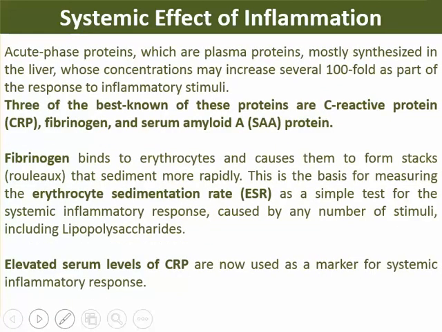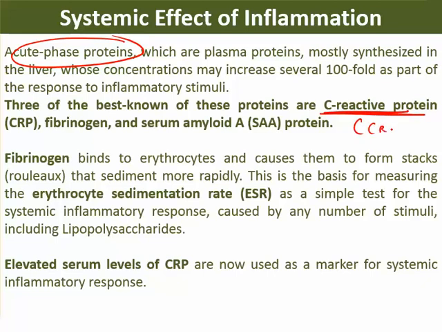Now coming to the other three proteins synthesized by the liver in acute inflammation, in any active inflammation. What are the three proteins? They are called acute phase proteins. This is very important because we check these proteins in the blood. The first is C-reactive protein, commonly called CRP.